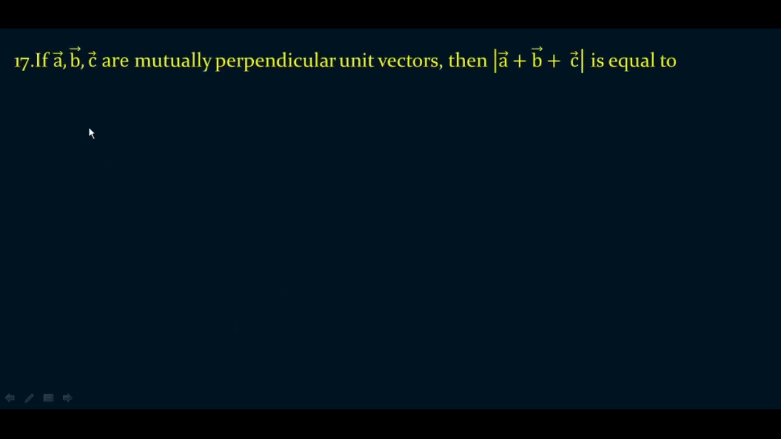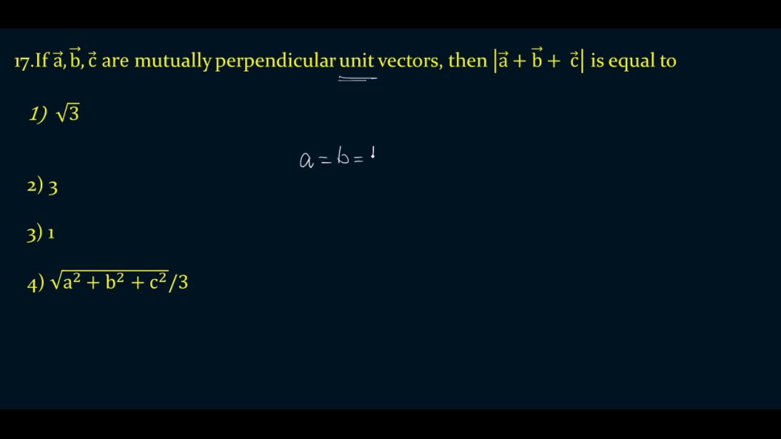The next question. Question number 17. If vector A, vector B, vector C are mutually perpendicular unit vectors, then the magnitude of vector A plus vector B plus vector C is equal to, options are root 3, second option 3, third option 1, and fourth option root of A square plus B square plus C square divided by 3. Given that vector A, vector B, vector C are mutually perpendicular unit vectors, it means magnitude of vector A is equal to magnitude of vector B equal to magnitude of vector C is equal to 1.